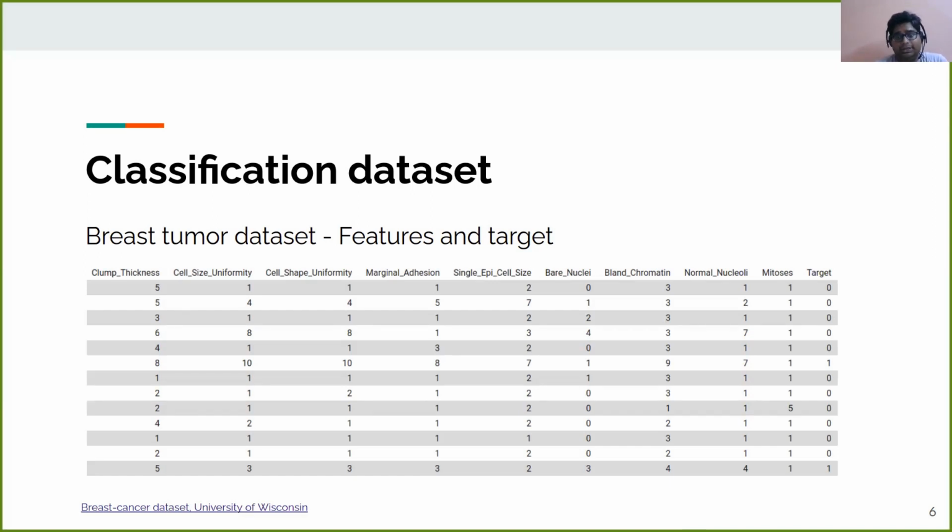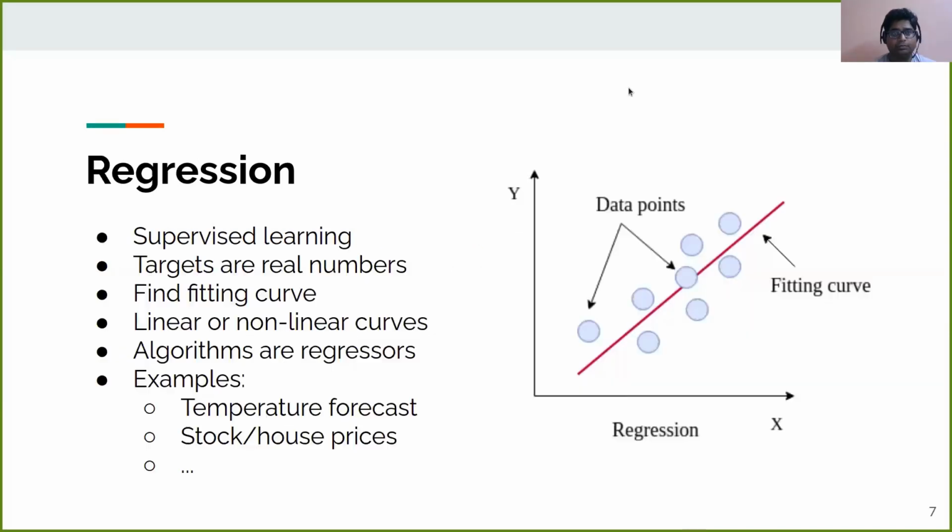The last column in this data set is a target, which means that whether each row is classified into cancer or not, breast tumor or not. 0 as a class says that there is no tumor. The class as 1 says that there is tumor.